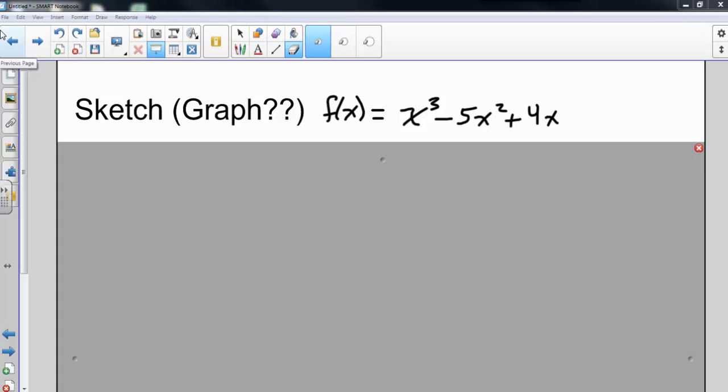We're just finishing up our differential calculus section of the course. So the last couple of things we'll be doing are basically applying all the derivative work that we've done to sketching graphs and then to optimizing word problems. So I've got the word sketch here, graph.